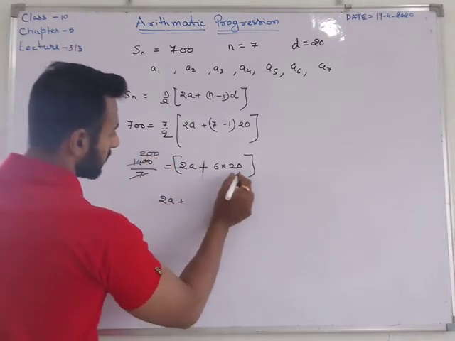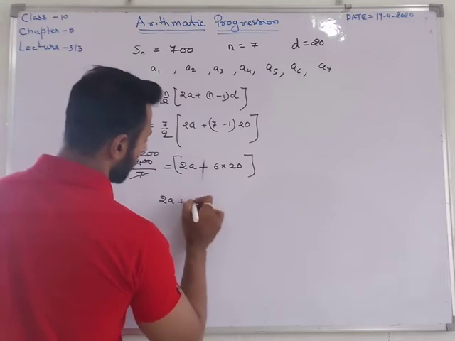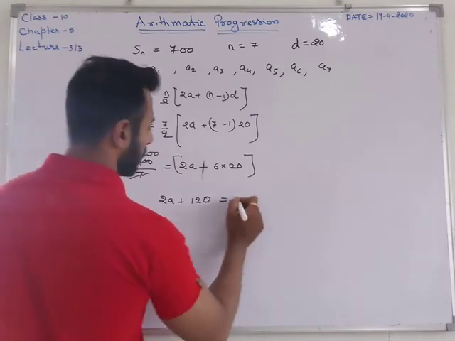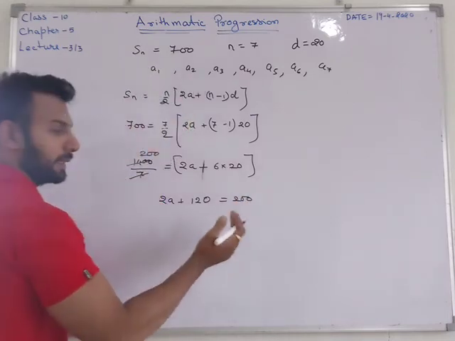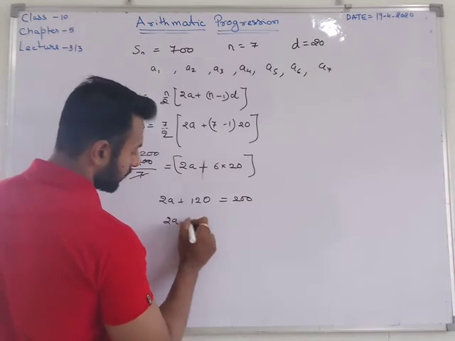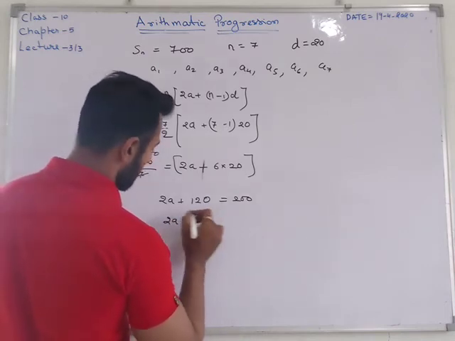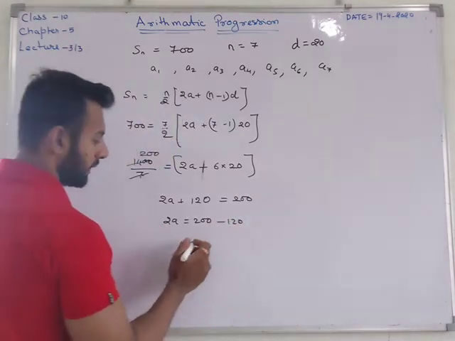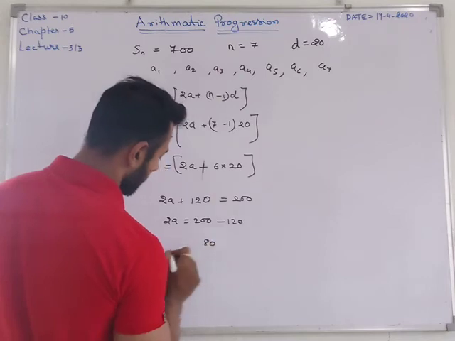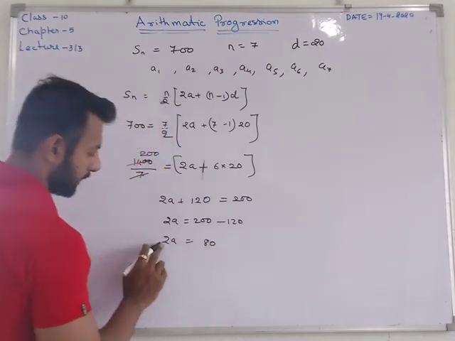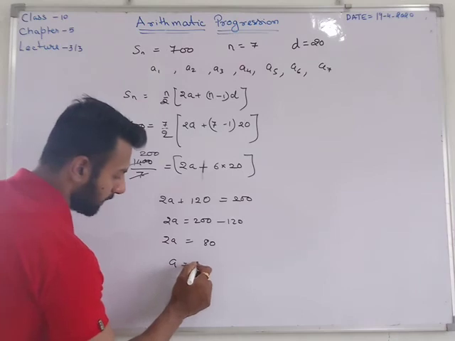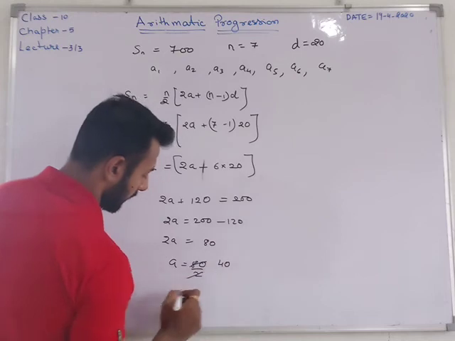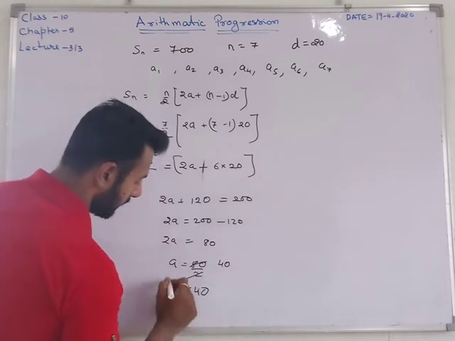Twice of a plus 6 into 20, which will be 120, is equal to 200. Taking 120 to the right hand side, twice of a is equal to 200 minus 120. 200 minus 120 will be 80. Twice of a, taking the 2 in the denominator, a is equal to 80 by 2. Solving this, we will be getting a is equal to 40. So a is equal to 40 we are having.